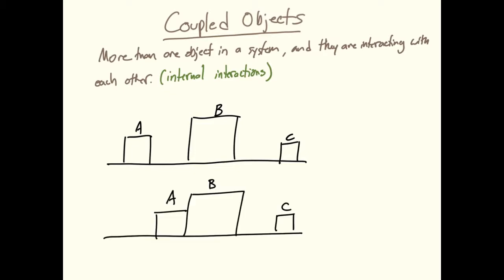But let's say I move block A so that it is actually in contact with block B. Then we have an interaction between block A and B, and we have an internal interaction in the system. Block C is still doing nothing, so not every object needs to interact with any other objects in the system. You can have pairs of objects that interact and other objects which do not.